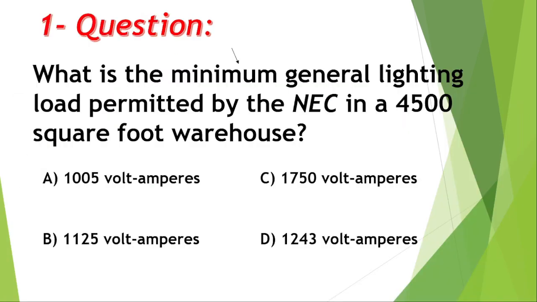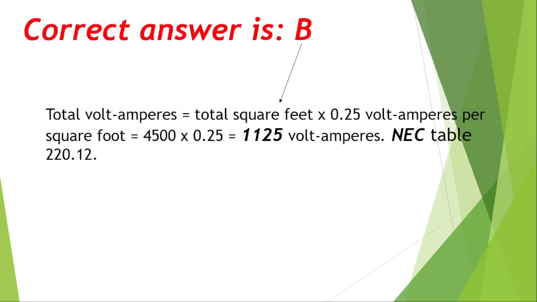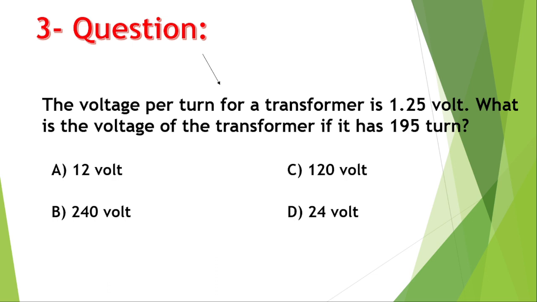Question number 1. What is the minimum general lighting load permitted by the NEC in a 4,500 square foot warehouse? A. 1,005 volt amperes. B. 1,125 volt amperes. C. 1,750 volt amperes. D. 1,243 volt amperes. Correct answer is B. Please see the reference.